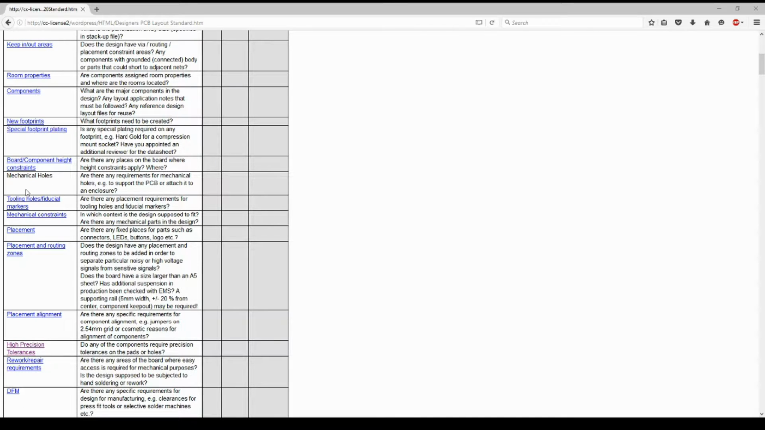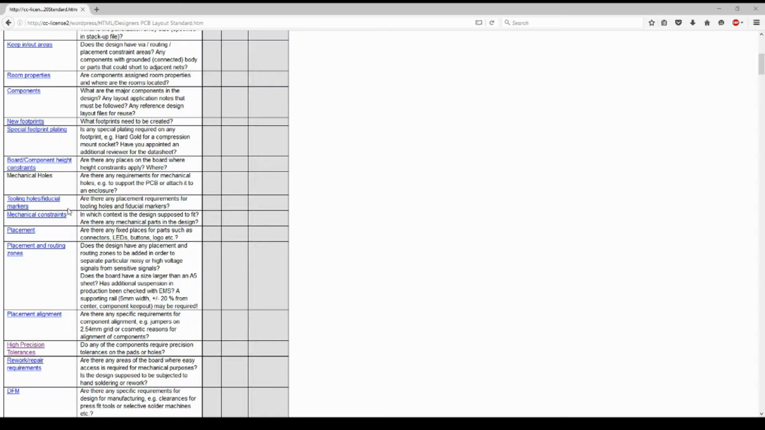Mechanical holes will pretty much always be a part of it, and we can also guide the customer. So if he has missed requesting these holes, then it's good for us to start talking with the customer about this, so that we can add a sufficient amount of mechanical holes.